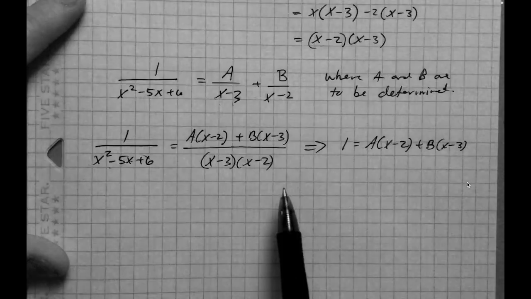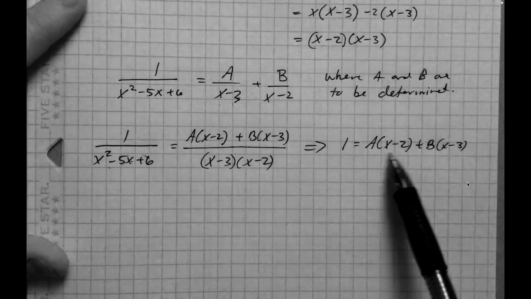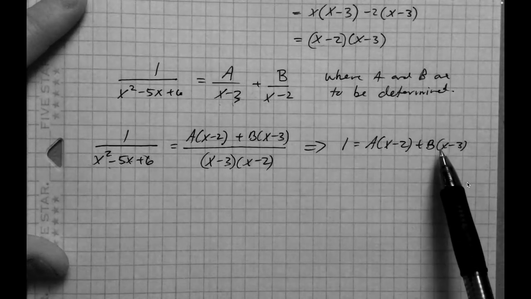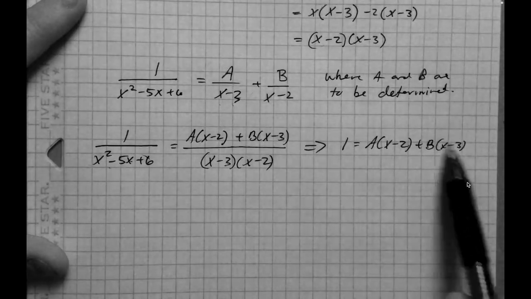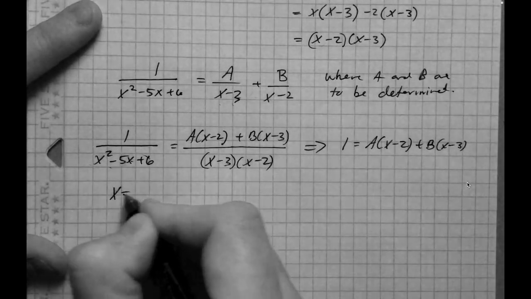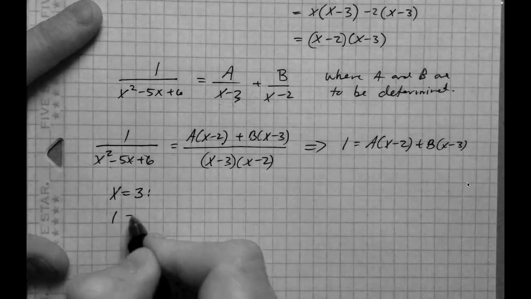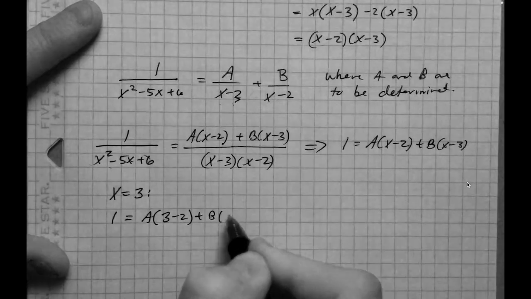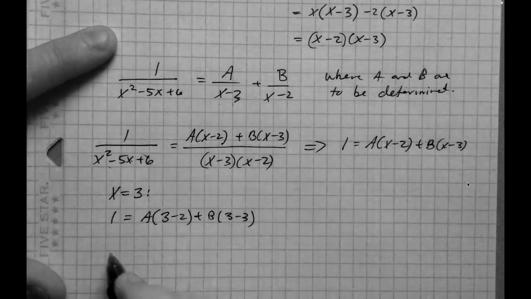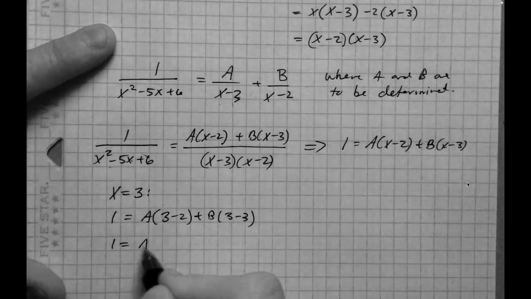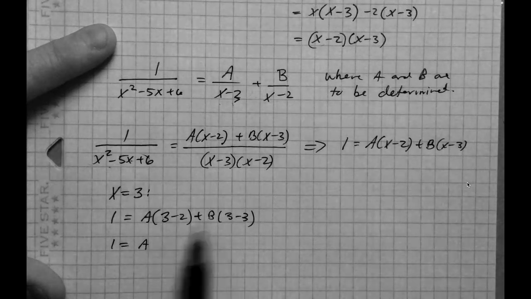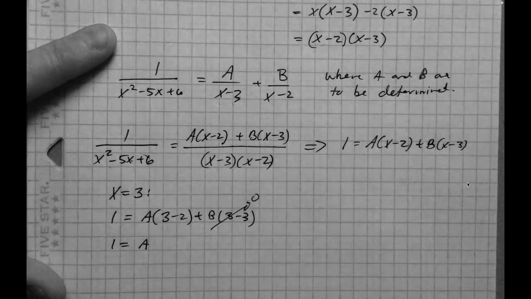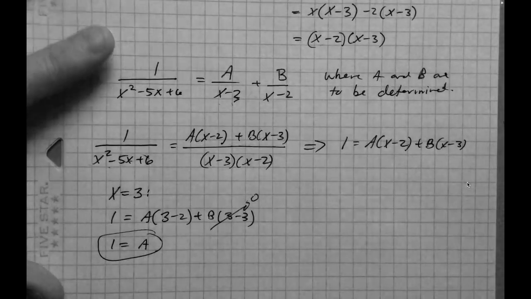For example, a convenient choice of x would be x equals 3, because that's going to make this term 0. So x equals 3 means that you've got 1 equals a times 3 minus 2 plus b times 3 minus 3. And so that means 1 is equal to a times 1, right? This is just going to go to 0. So there you've got the first one.